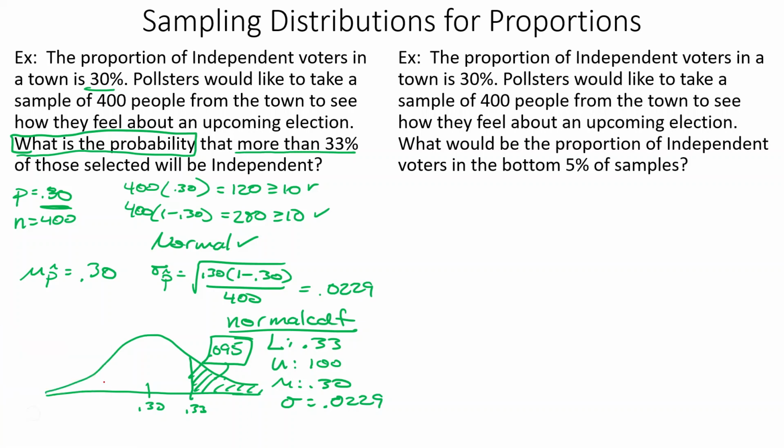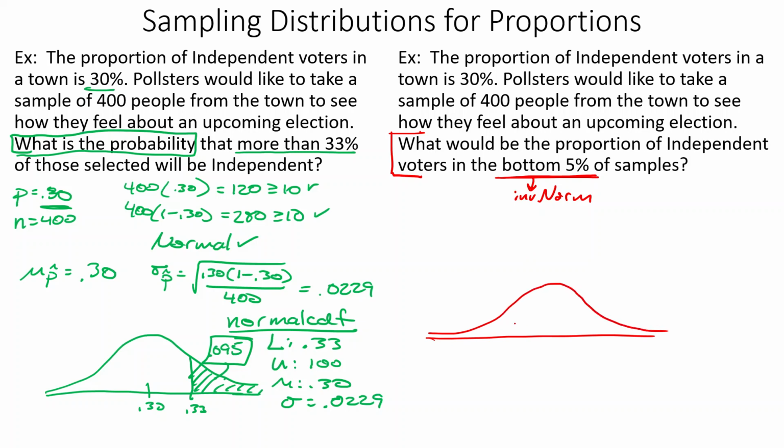All right, last one here. So same information for the top here. New question is, what would be the proportion of independent voters in the bottom 5%? So we're asking about the bottom or top 5%. That tells us that we should be doing inverse norm. If we take a look at the graph, I always like to look at the graphs, with our mean of 0.30, same mean, same standard deviation we had over here, and we want to be in the bottom 5%. So that means this area down here is going to be 5, and sure enough, this up here would be the 95.